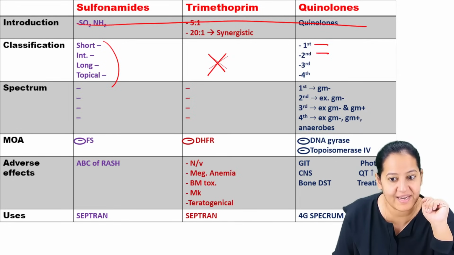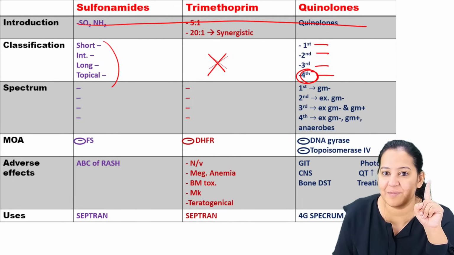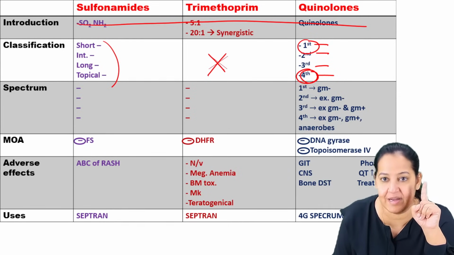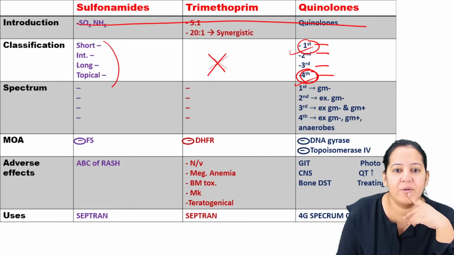Here, first generation, second generation, third generation, fourth. If you can't learn all, learn fourth. Learn fourth. First, nalidixic acid and oxolinic acid is there. Learn first and fourth. Don't learn second and third if you can't learn. Okay. Spectrum, this is broad spectrum.